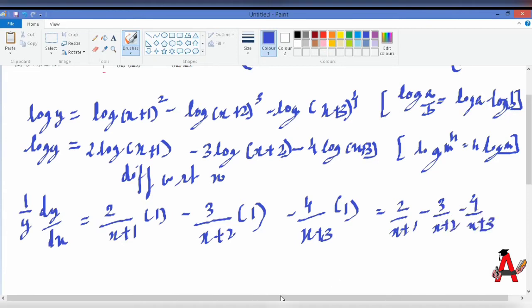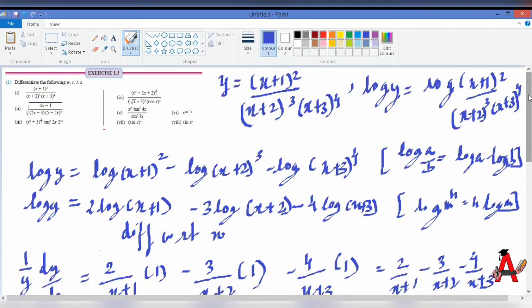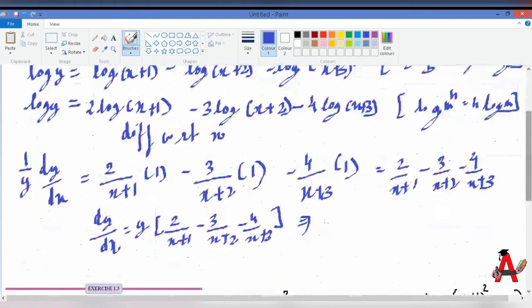But this is not the final answer. This y has to go to the other side. So dy by dx is equal to y into 2 upon x plus 1 minus 3 upon x plus 2 minus 4 upon x plus 3. Also, remember to resubstitute the value of y. The original question was y, so y was (x plus 1) the whole square upon (x plus 2) the whole cube into (x plus 3) raised to 4, and this entire thing has to be substituted here.